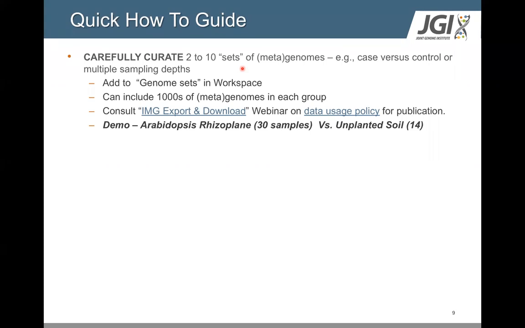Once you carefully curate these sets, you can add those sets in your workspace under genome sets. And keep in mind that you can include, especially for isolate group comparisons, thousands of isolate genomes, and even hundreds of metagenomic samples. But of course, the larger your job is, the more computationally intensive it's going to be, and the longer it's going to take for the results to be presented.